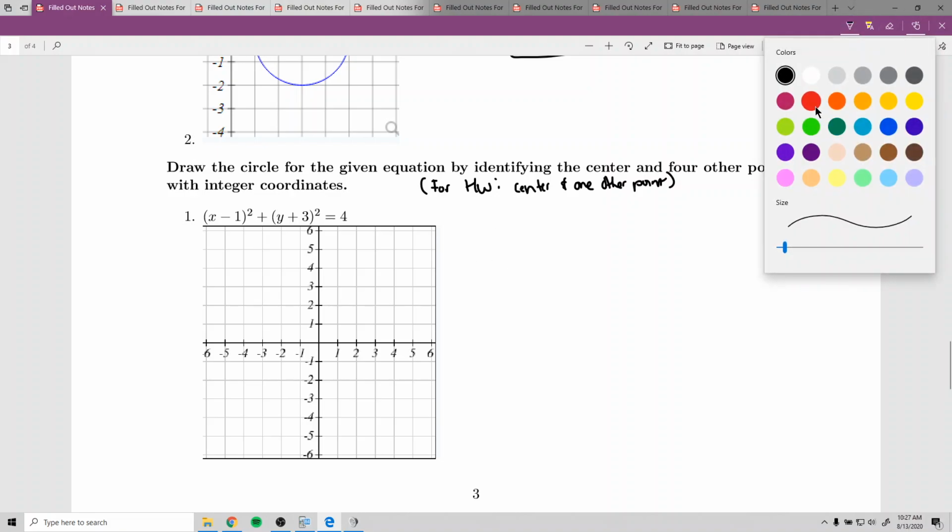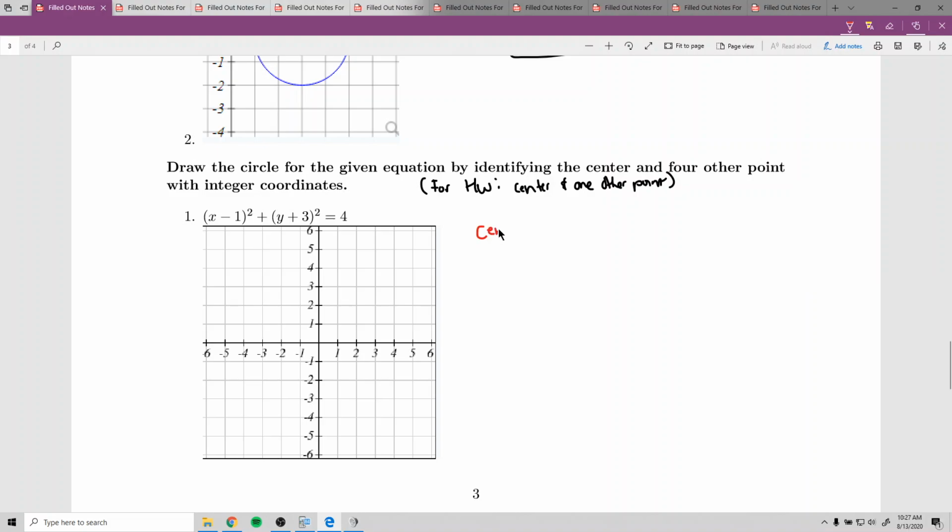Right? But really what you'd want to do is point out what is the center and what is the radius, because the radius is going to tell you how to figure out that extra point. So our equation here, x minus 1 squared plus y plus 3 squared equals 4. If you compare it with our formula, x minus h squared plus y minus k squared equals r squared, we should see that h is 1 because of the minus signs matching. Since we have a plus 3 here, k is negative 3. And since r squared is 4, r equals 2.